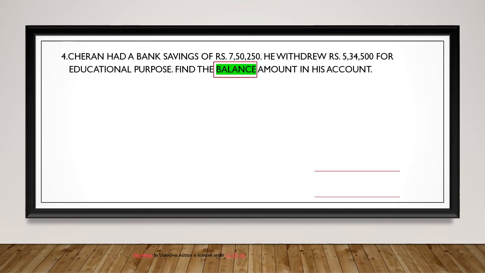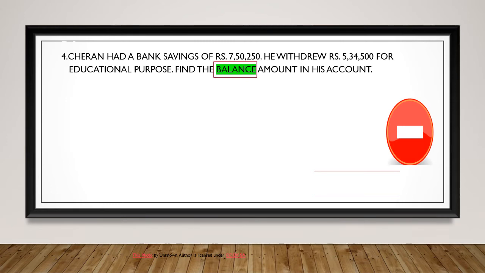So from his savings, he is taking away 5,34,500 for educational purpose, and you have to find the remaining amount in the bank. How much will be remaining in the bank? So the key word is balance. So by the word itself we can understand that it is the subtraction. The operation here is subtraction. So now let us form the statement for the sum.